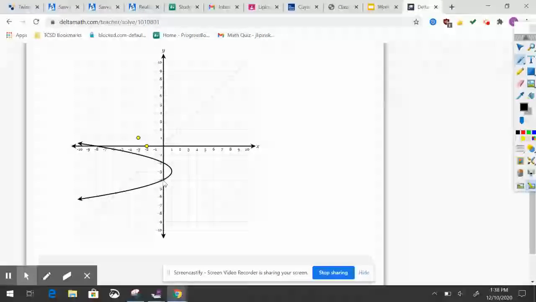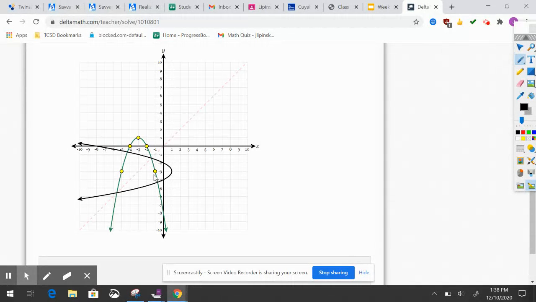This is 0, -4. I'm going to click -4, 0. Then we can go to another point. This is -3, -1. So I can go -1, -3. And then this right here is -3, -5. So I can go -5, -3.